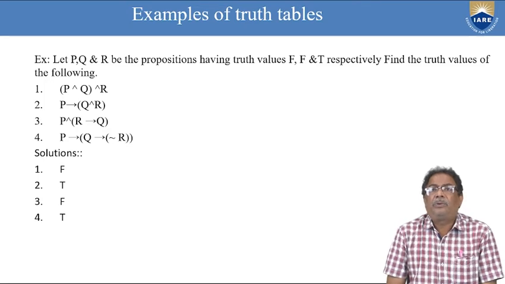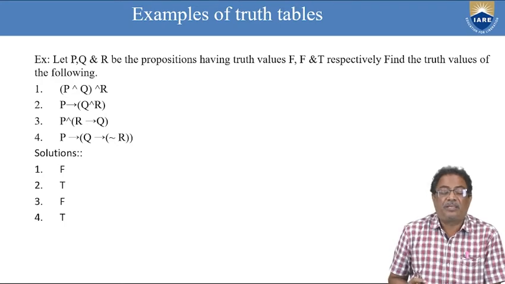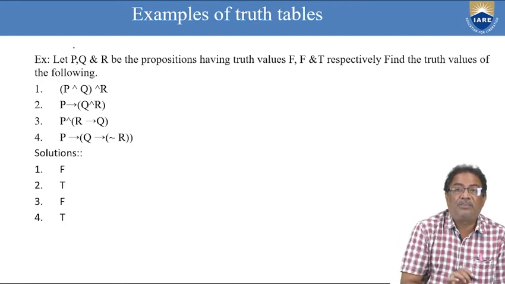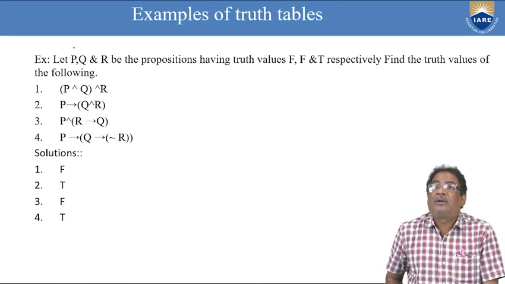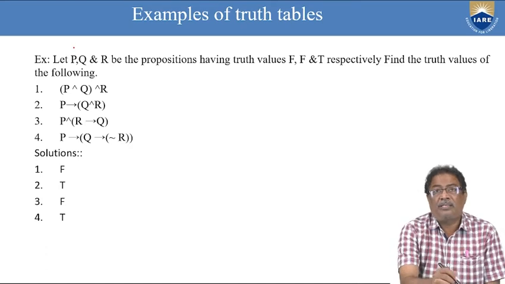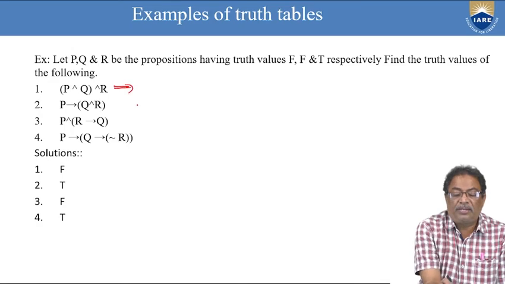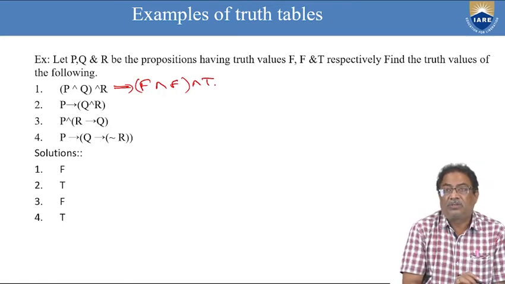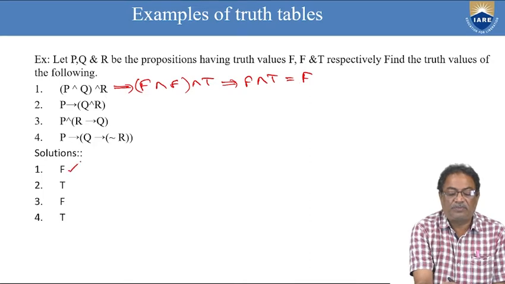Let P, Q and R be three propositions whose specific truth values are given. That means P is false, Q is false, and R is true. So what are the truth values of the compound propositions? For the first one, P's truth value is false, and then R is true. So false and true is equal to false. So the first one is false.